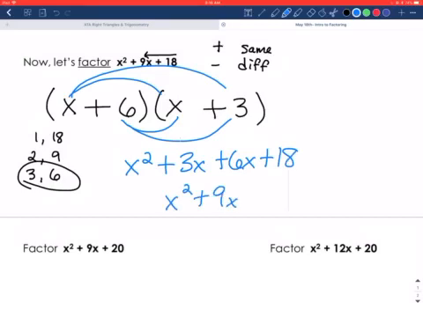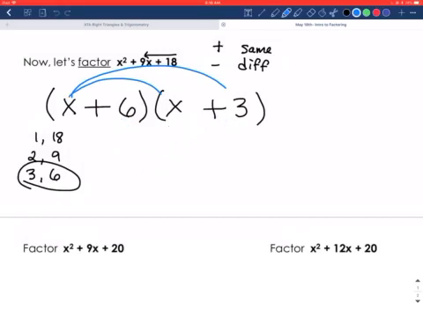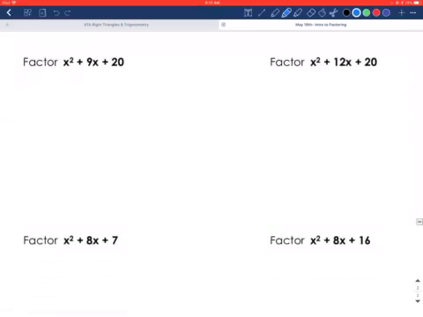And we'll combine those middle terms, and we get right back to that answer that we had at the very beginning, x squared plus 9x plus 18. So that's how you can check and know that you did it correctly: once you FOIL these out, you get back to the original problem. But x plus 6 and x plus 3 is your final answer here.